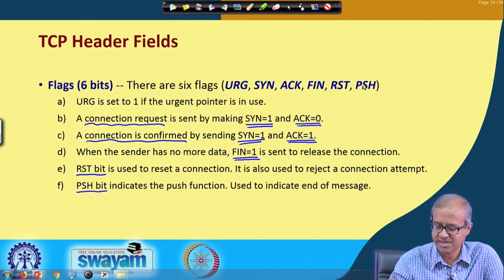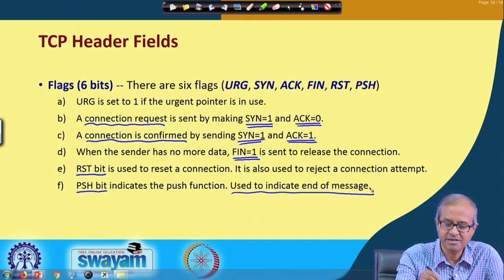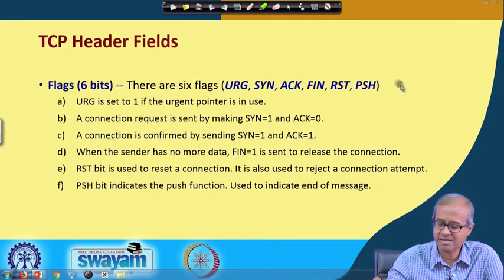And there is the last bit, the push bit, which indicates a push function. This can also be used to indicate end of message. So, when a message is finished, you can set the push flag to 1, and it will tell the receiver that there are no more bits in the message. Okay. So, these are the flags and the ways they can be used.